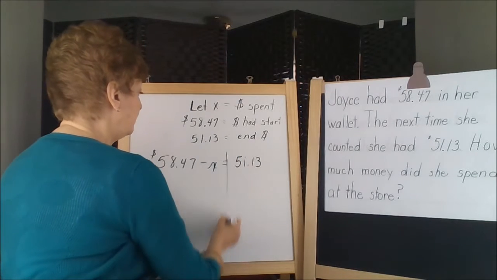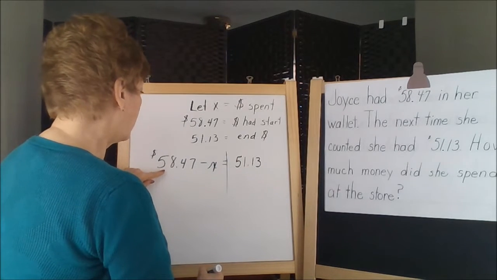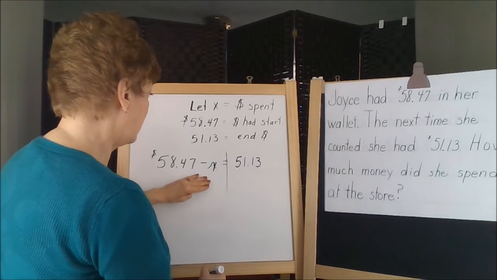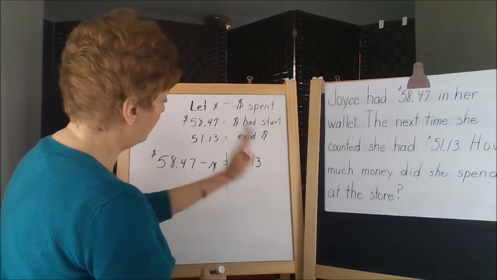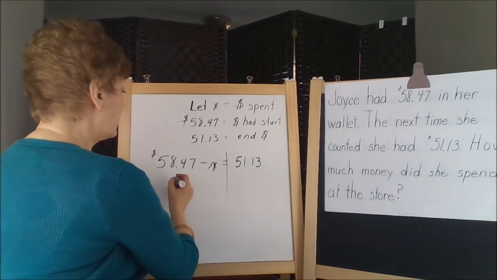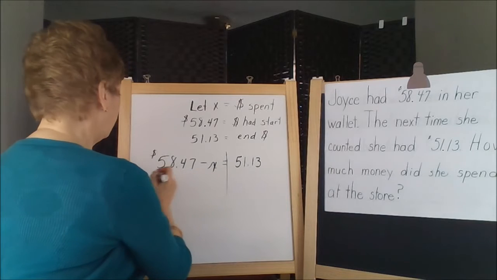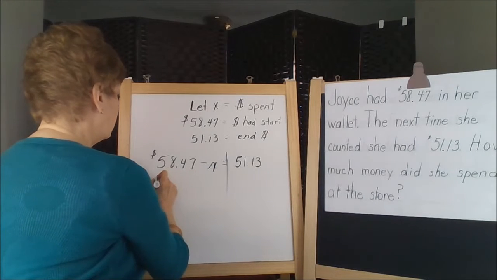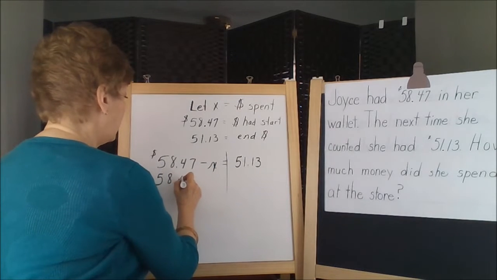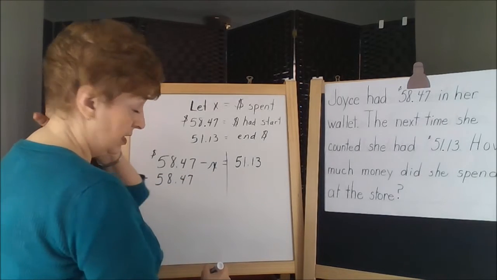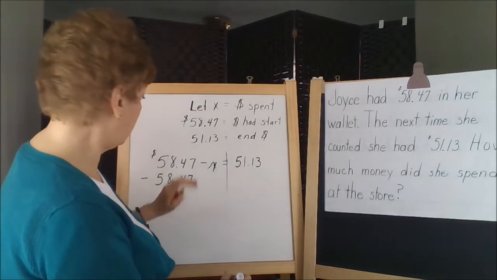Here's the wall. We're going to reverse the $58.47 from the left-hand side of the wall. It has to jump over, and when it does, it has to come as a negative because this is a positive. So we're going to take away to the other side $58.47.